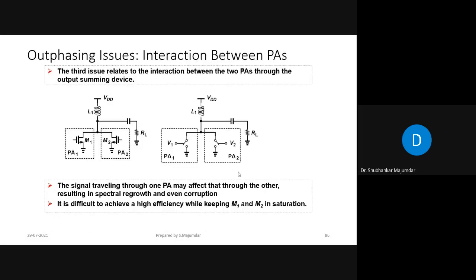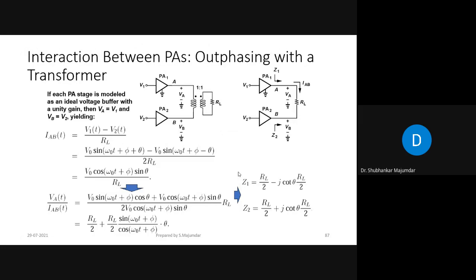The issue between two power amplifiers is that we are utilizing them as a summing device, so the two power amplifiers can react differently for different temperature or power levels. That is also the biggest issue. Then there is the interaction between the power amplifiers, the outphasing with a transformer, as I have told earlier, where one balun is there. Balun means unbalanced, balanced, unbalanced output.